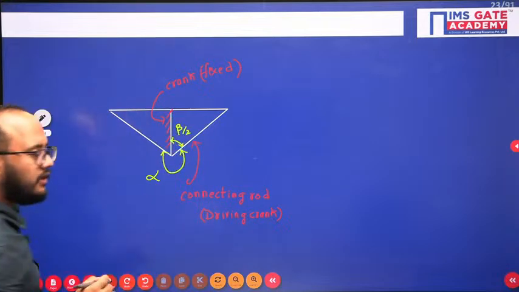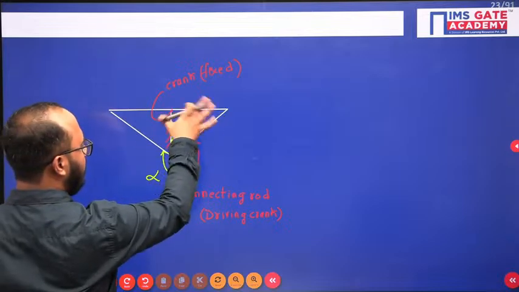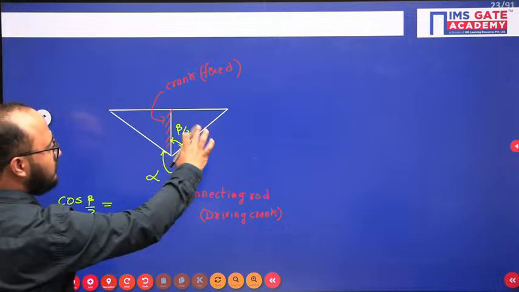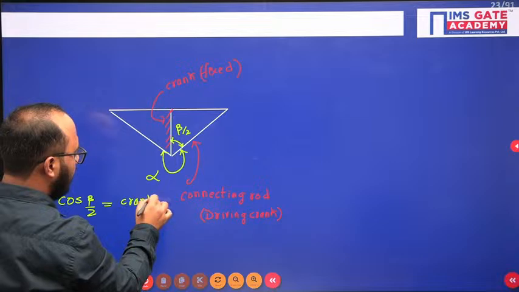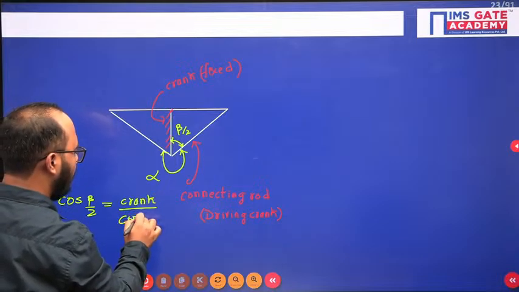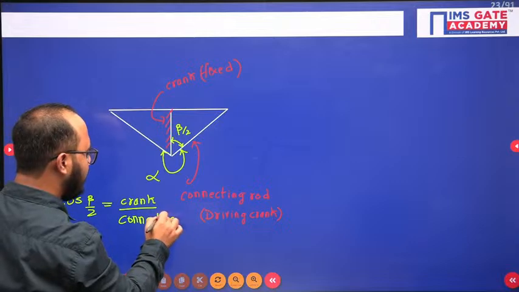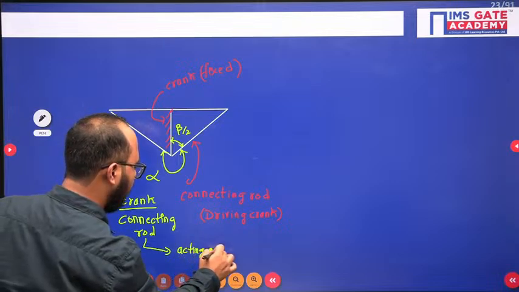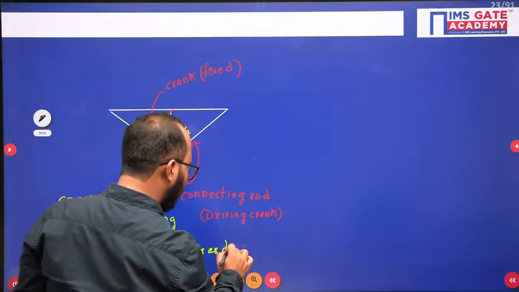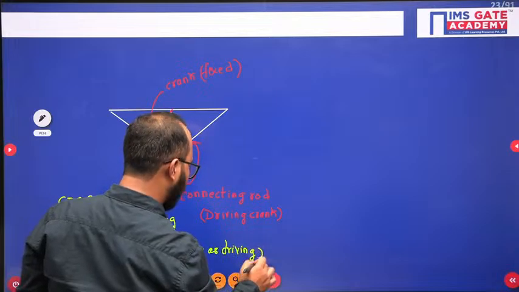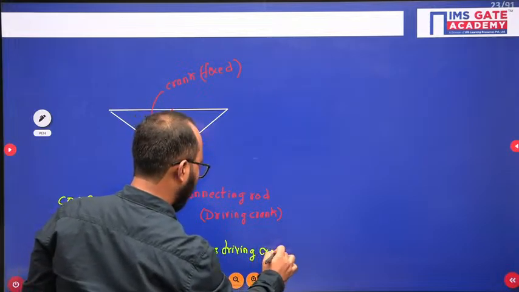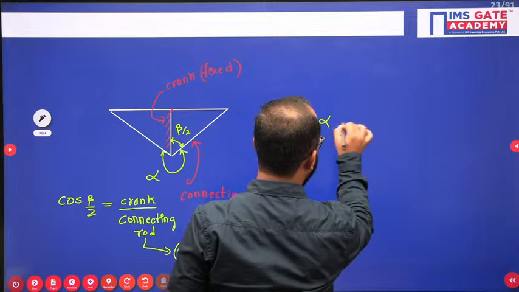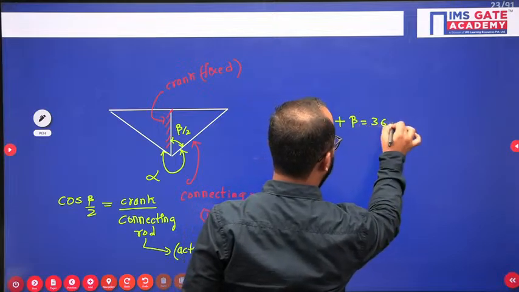Now in this case also, see, in front of beta by 2 this is the perpendicular, this is the base, and this is the hypotenuse, so cos beta by 2. Again same thing I will apply. Cos beta by 2 is base, which is the crank, divided by the hypotenuse. The hypotenuse belongs to the connecting rod, but in this case it is acting as a driving crank, because the crank is already there but it is fixed. So again the same function, cos beta by 2. Then obviously alpha plus beta equals 360 degrees. That is what we know.